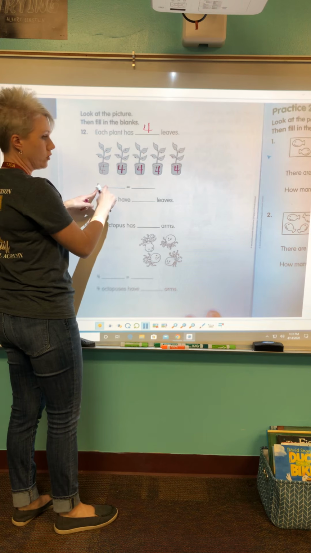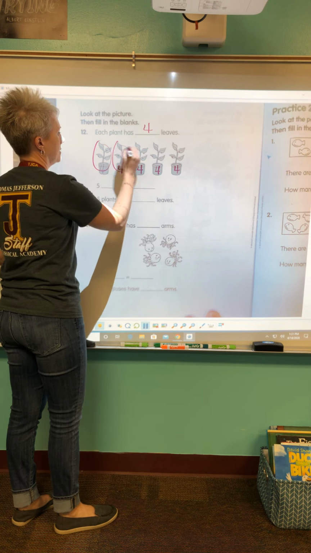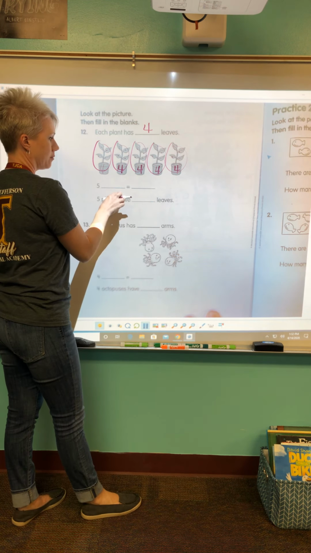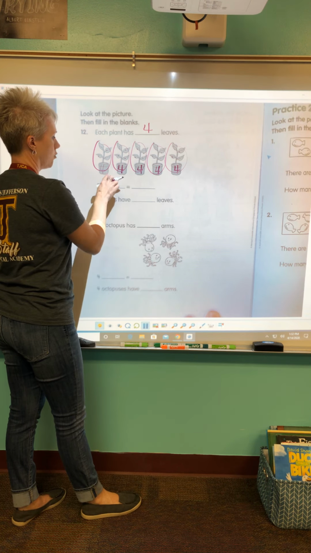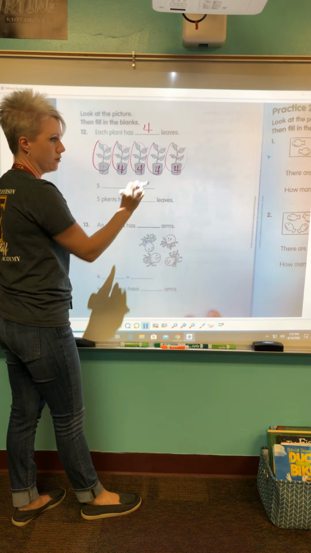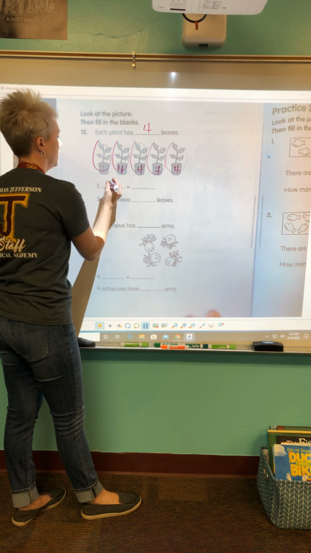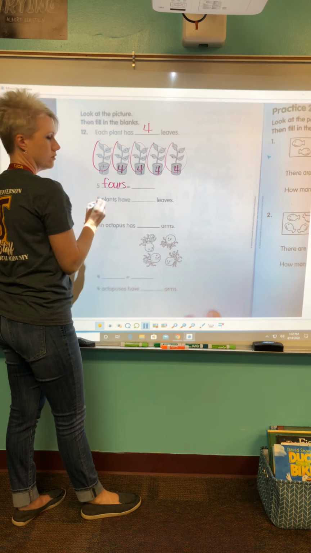5 is how many groups we have. And so each plant is its own group. Okay? We'll do it like this. Now, 5 blank. This is the number of groups I have. 1, 2, 3, 4, 5. I have 5 groups. And how many leaves are in each group? 1, 2, 3, 4. So 5 fours equals what?